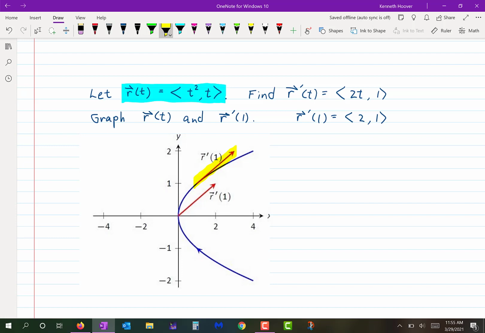Makes more sense to draw it there, and here's the reason why. This point right there, that's the point (1, 1). In other words, it's the terminal point of the vector r of 1. You see, r of 1 is the vector (1, 1). And that would put you at this point right there.